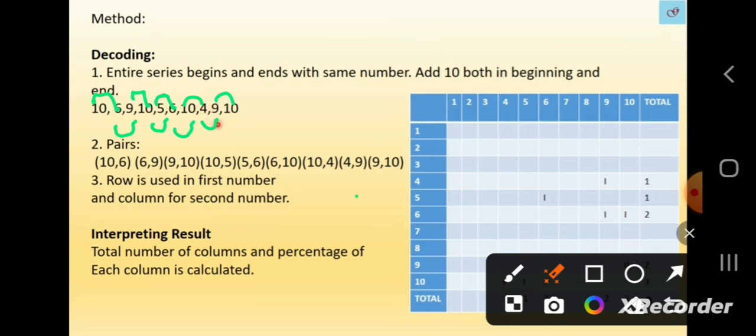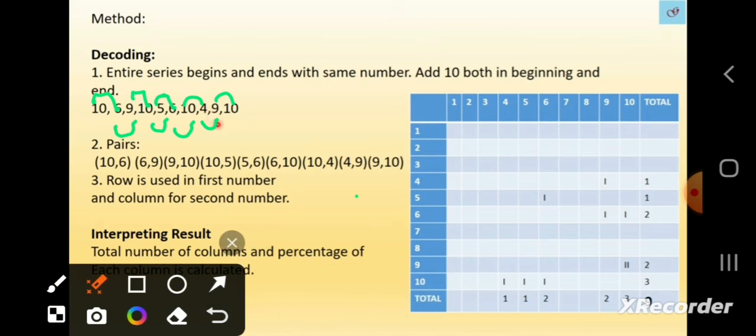Interpreting the result. The total number of each column and the percentage of each column is calculated. 10, 6. For 10, 6. Next 6, 9.